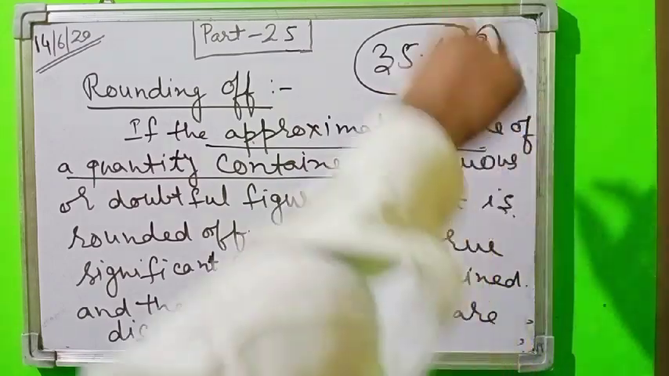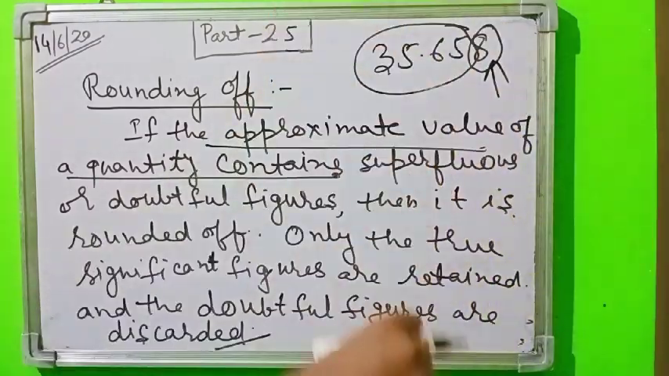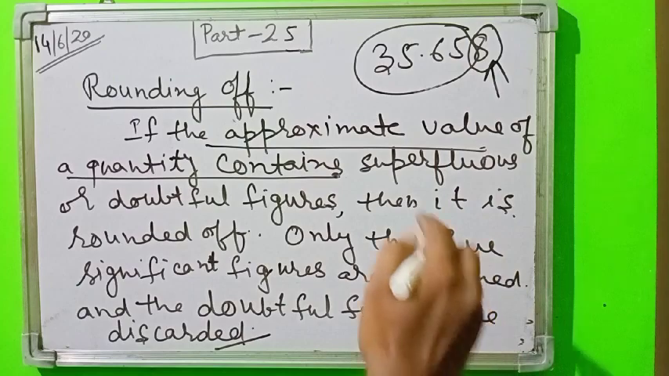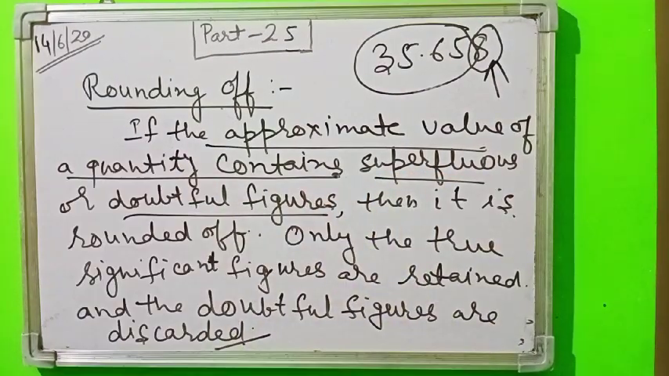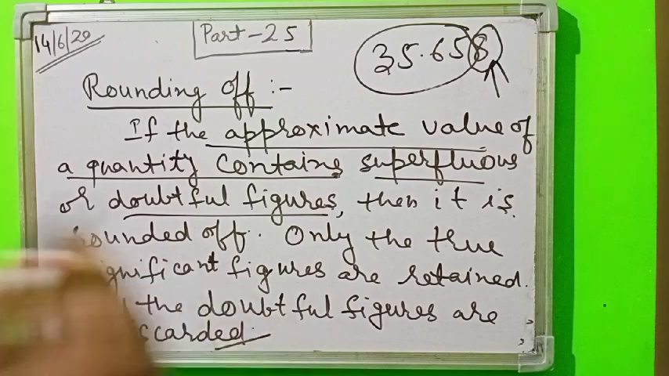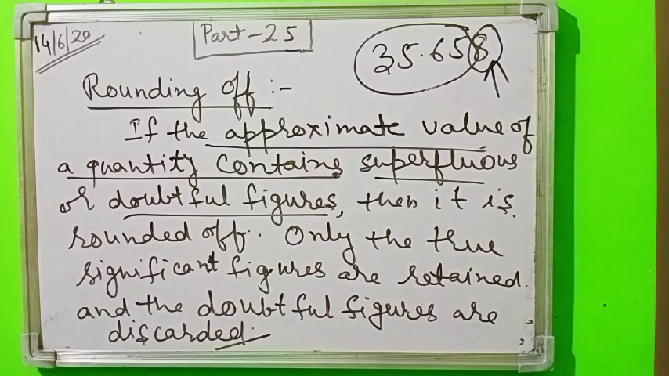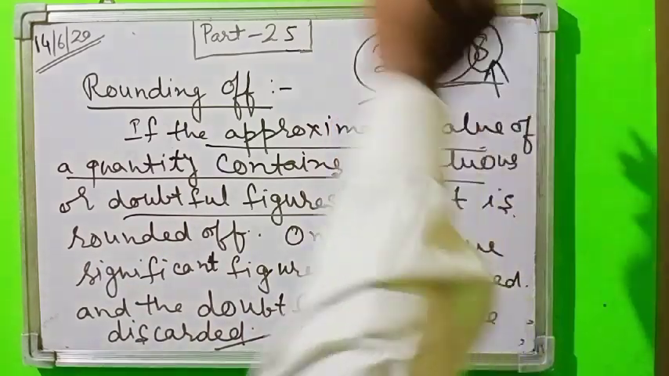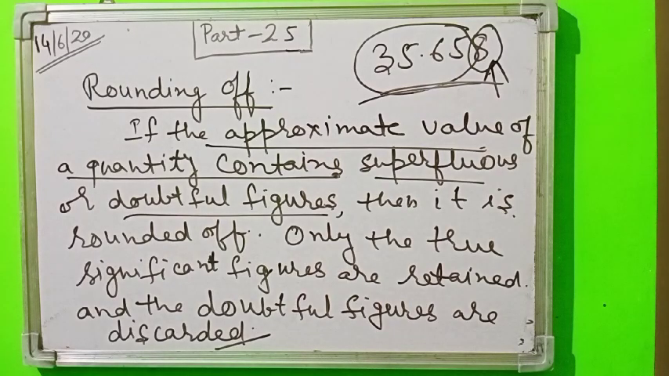So what are the rules for discarding the superfluous or doubtful figure? That is called rounding off. What is the meaning of rounding off? Discarding the insignificant, superfluous or doubtful figures from the measured quantity is called rounding off.